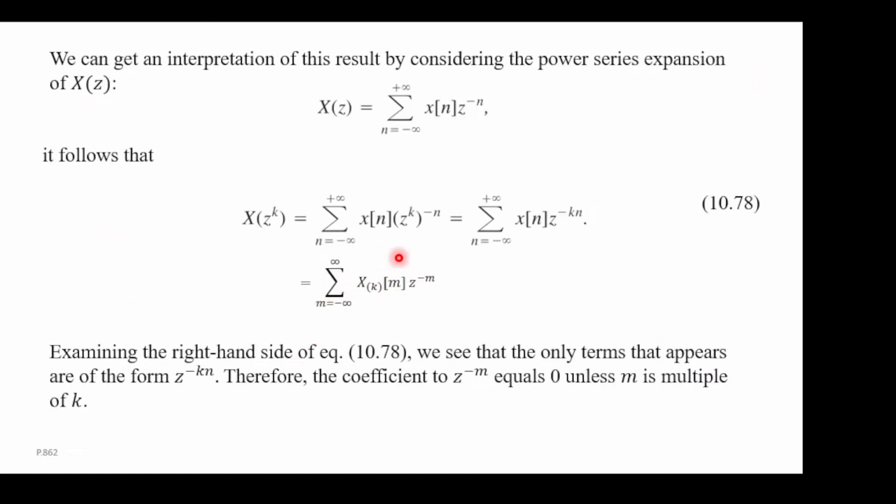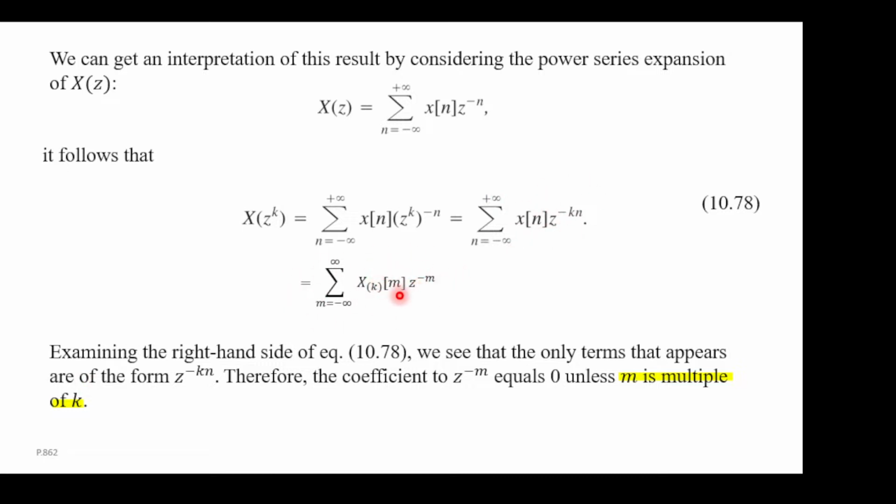Let's change the dummy variable, so let's distinguish between m and n. The z transform of x sub k is the summation of x sub k of m times z to the minus m, from minus infinity to plus infinity. And we see this has the same property that we expected, because here we have z to the minus kn, right? Since n is an integer, the power of z is an integer multiple of k. So in this summation we only have integer multiples of k as the power of z, so m is a multiple of k, right?